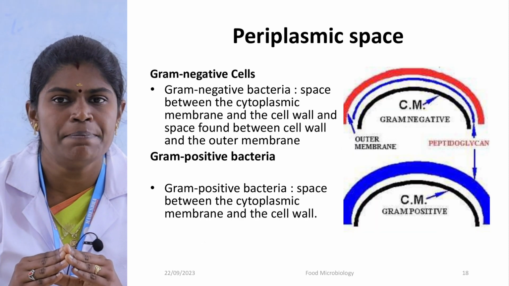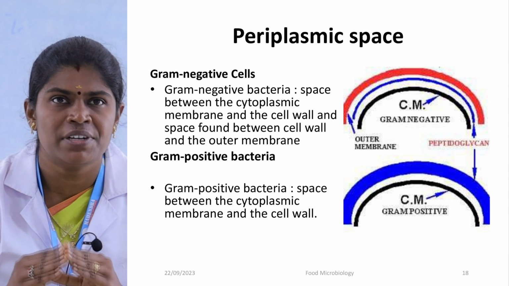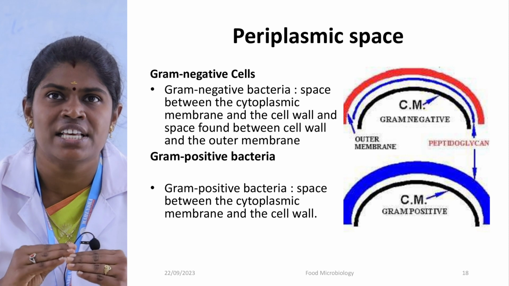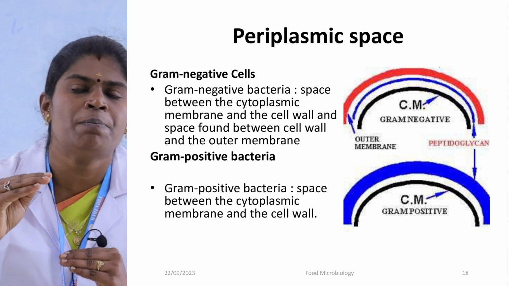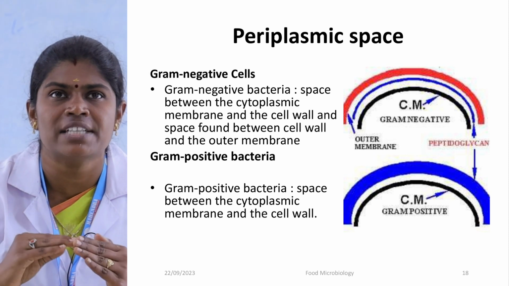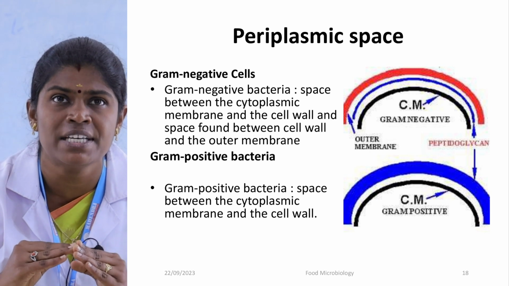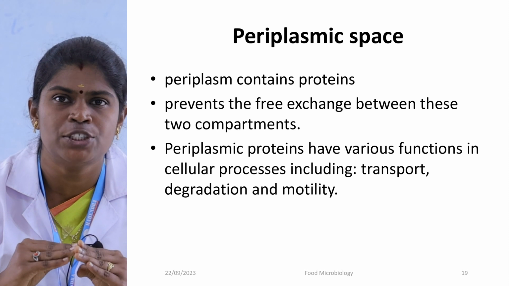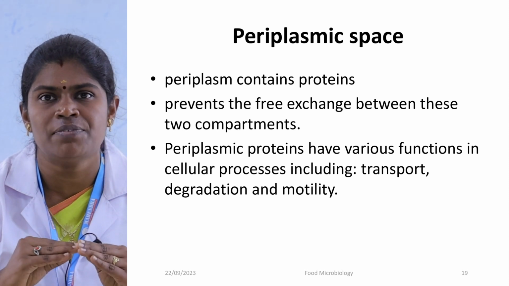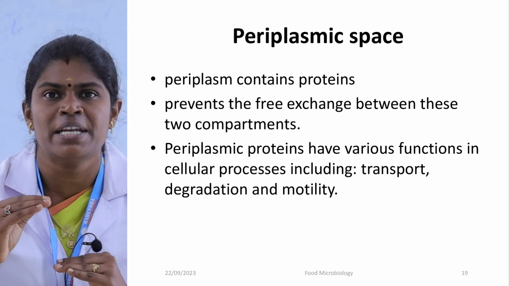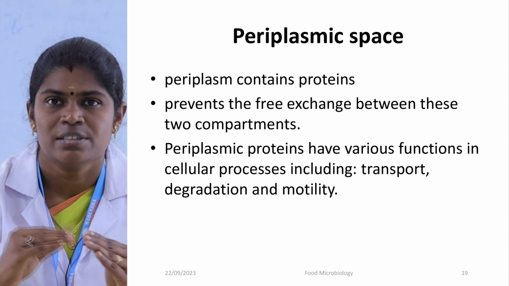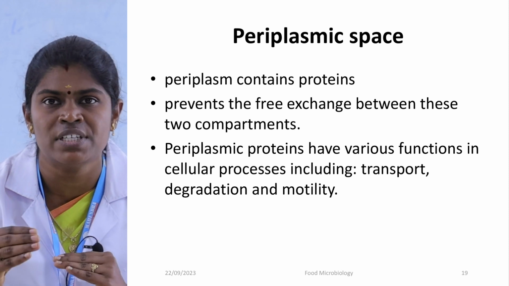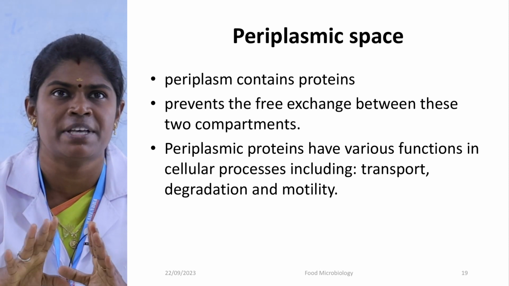Next one is the periplasmic space. It is the space between the cell wall and the cytoplasmic membrane. In gram-positive bacteria we can see the space between the cell membrane and the outer layer of the cell; that is the periplasmic space.